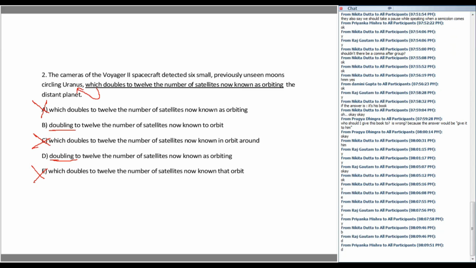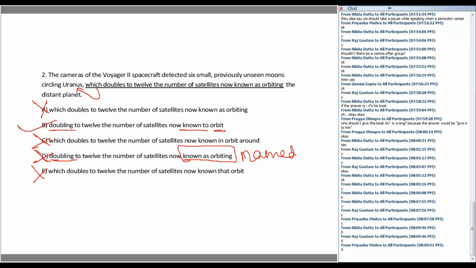Nikita, you will mark B. Raj, you will mark D. Okay. D is not right. Are they known as orbiting? Known as orbiting means they are named orbiting. That is their name. India is known as Hindustan. India is known as Bharat. Known as means it is named. So are these satellites named the distant planet? No. These satellites are known to orbit the distant planet. That is why D is wrong. Answer is B.